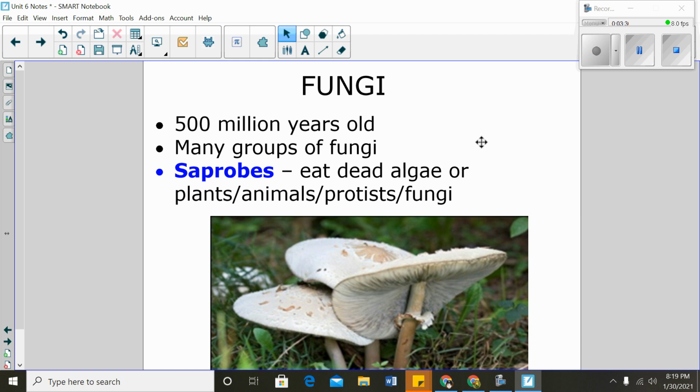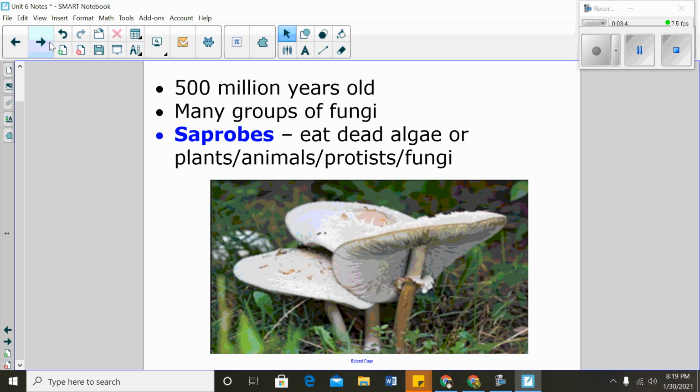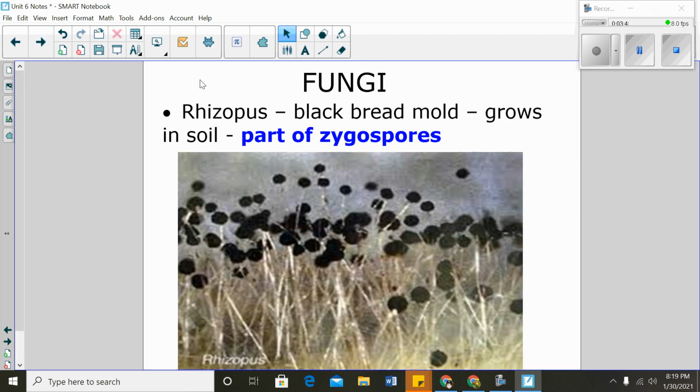Now, fungi. They are roughly 500 million years old, and there's many groups of fungi. So we've got the saprobes, which will eat dead algae or plants, animals, protists, or fungi. Somebody's got to get rid of that. You have rhizopus. So I'm going to introduce you to a lot of strange words here, but this is the kingdom fungi, so they have a right to these names. They're named for a reason. You don't necessarily have to memorize these names, just introducing them to you.